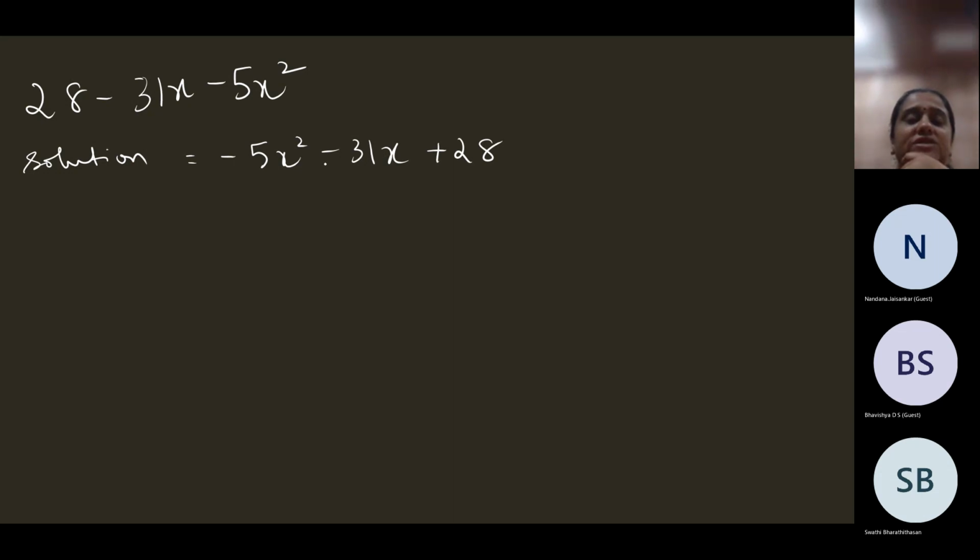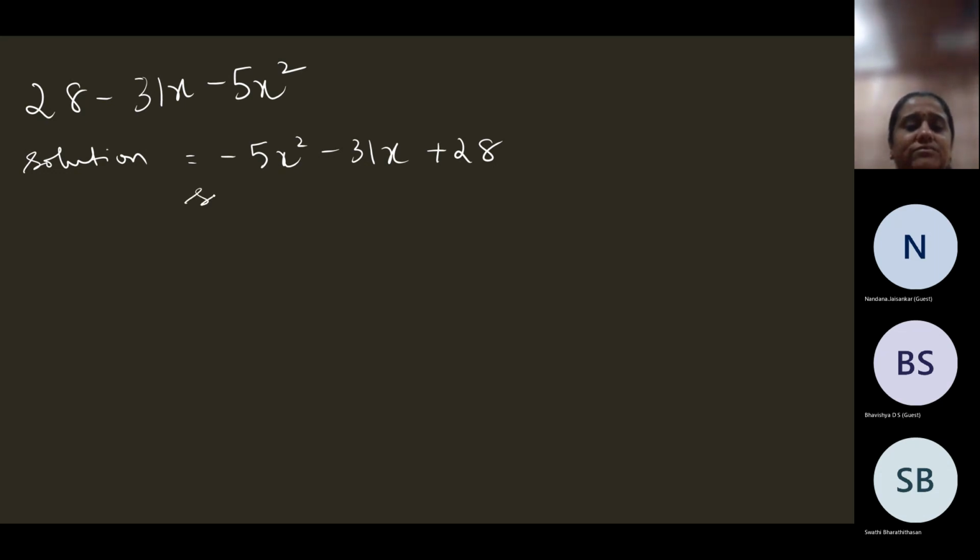Okay, you're only rearranging the terms. See, there's only an expression. It's not an equation. So the signs will not change. Only in an equation, when you transpose, when a term travels from the left-hand side to the right-hand side, the sign will change. Here there is no change. So minus 5x square minus 31x plus 28.